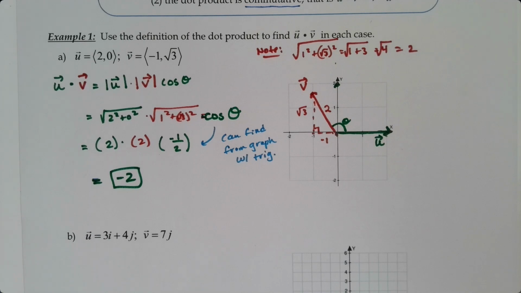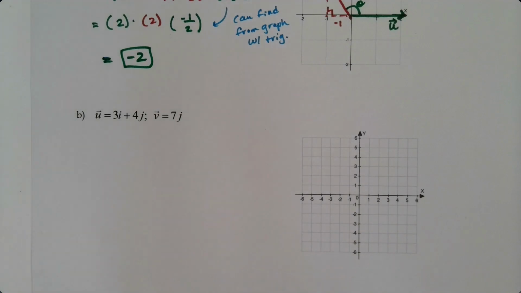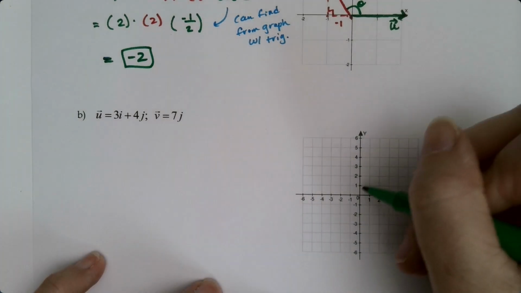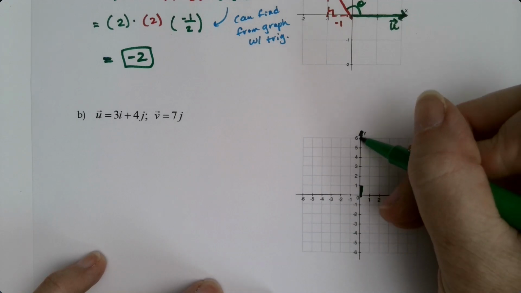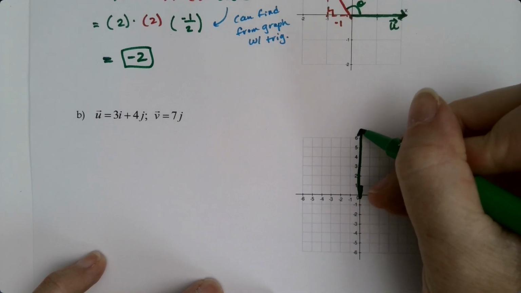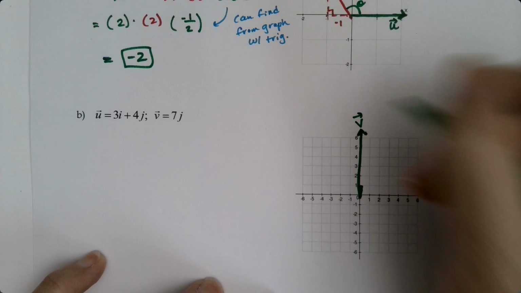All right, let's find another one. So we have 3, 4, 3i, 4j, and then 7j. Okay, so 7j is up this way. It's actually past what the grid shows. The grid only goes to 6, so it should go up here. So that's 7. So that's the vector v.